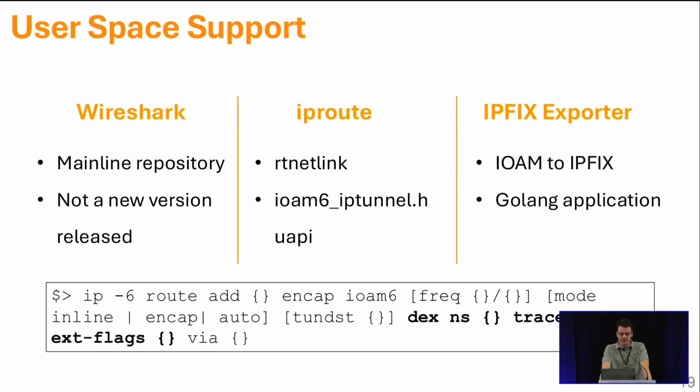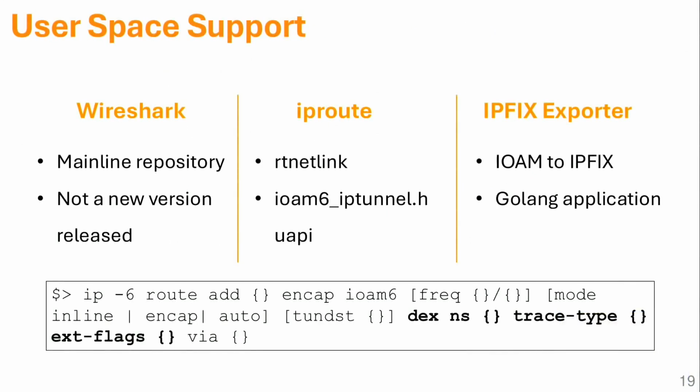So as I have said at the beginning, we provide a kernel space implementation, but also support in some user space tools. We have updated Wireshark so that it can properly decode the header dedicated to direct exporting. This modification is already available in the mainline tree of Wireshark, but a new release has not been made available yet. So if you want to benefit from it, you need to compile Wireshark from the sources.